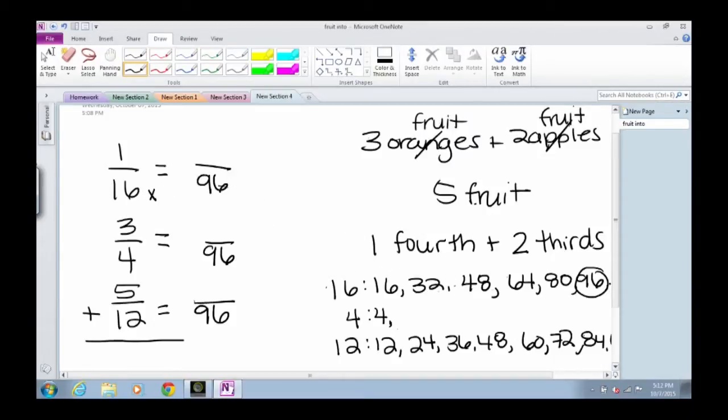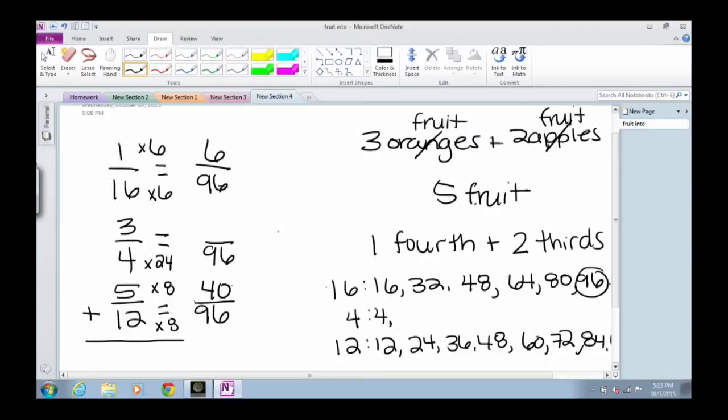16 times 6 is going to give us 96. So what we do to the denominator, we have to do to the numerator. So 1 times 6 gives us a new numerator of 6 over 96. We're going to do the same with the 12 and the same with the 4. For the 12, I know 12 times 8 is 96, and that's the same thing I do to my numerator. So 5 times 8 is going to give you 40. I'm going to do the same thing with my 4, and 4 times 24 is 96.